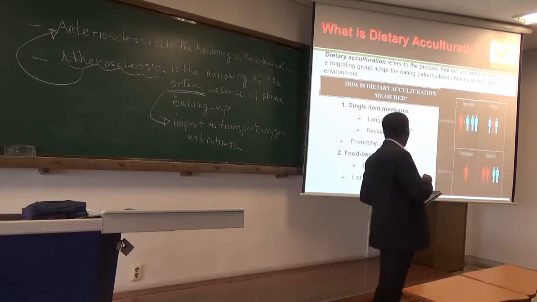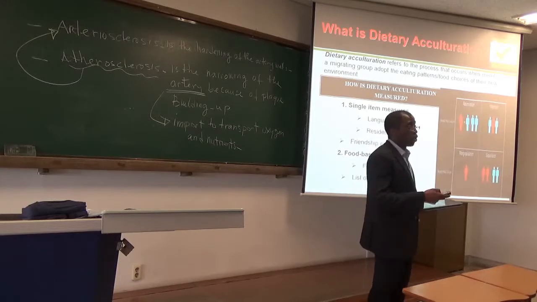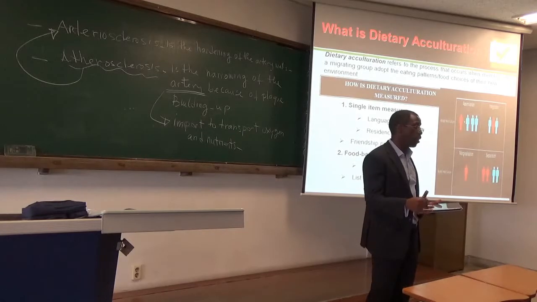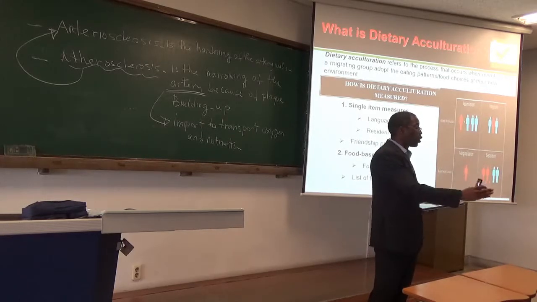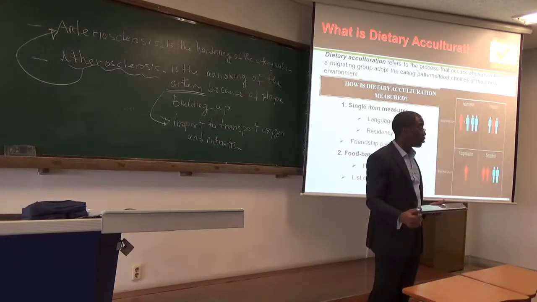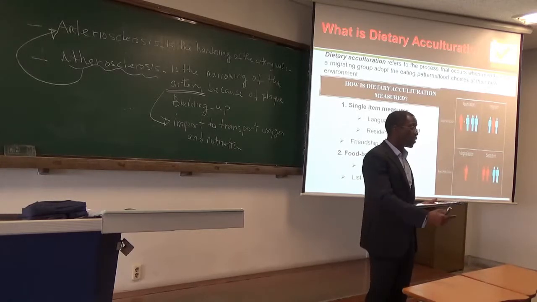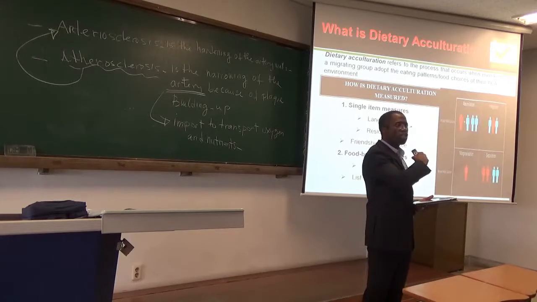So you see, I also put friendship preferences here. Who are your friends? Are they mostly Korean or mostly foreigners? When you go to a restaurant, what kind of food do you eat? Do you eat Brazilian food or Korean food? So we look at all these factors. Remember, we saw that chapter.